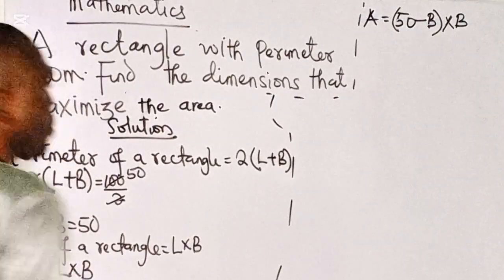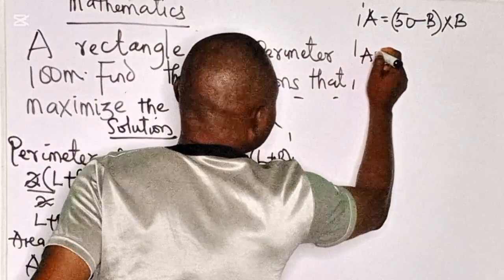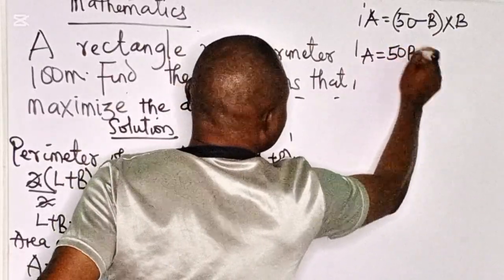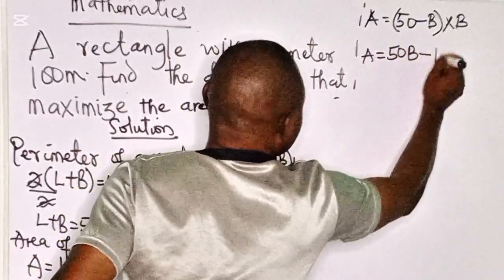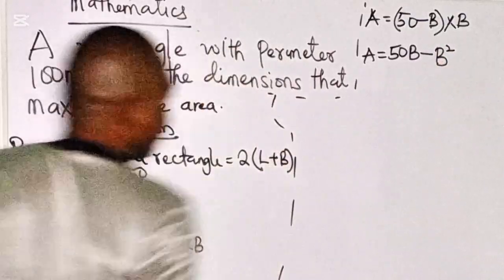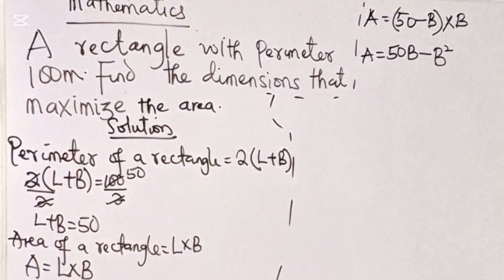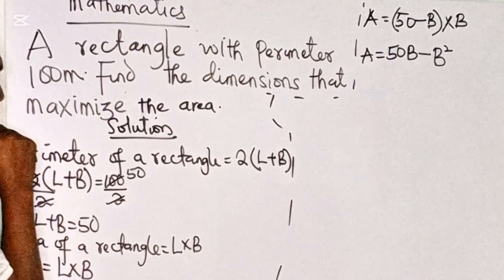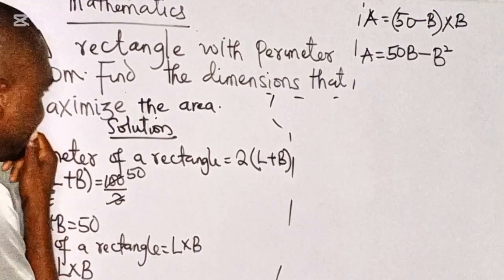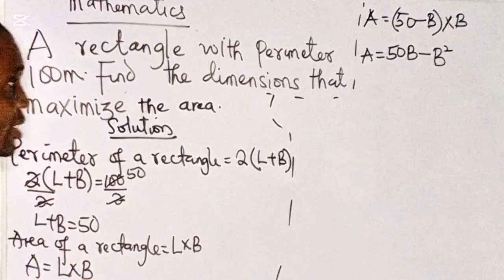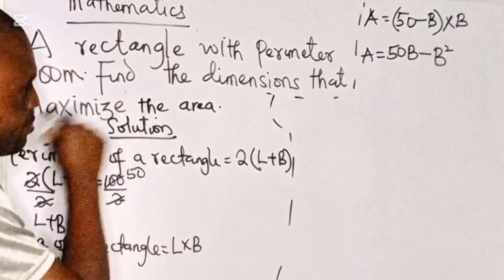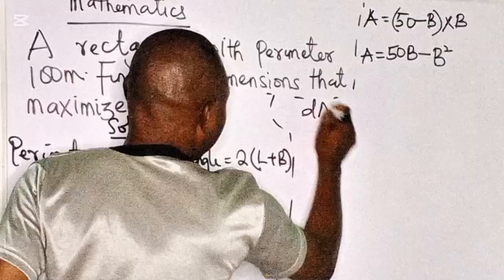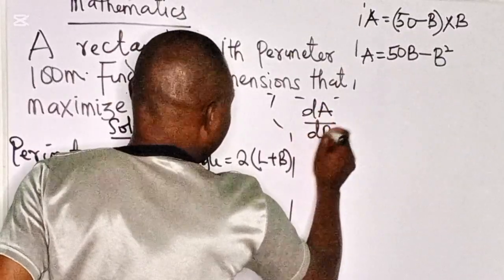Is that clear? So at the end of the day, my A is equal to, B times 50 is 50B. Then B times B is B squared. Am I communicating? Now, you are asked to find the dimensions that maximize the area. So now, I can differentiate here. I can decide to find dA/dB.